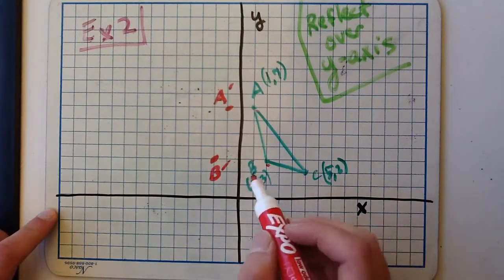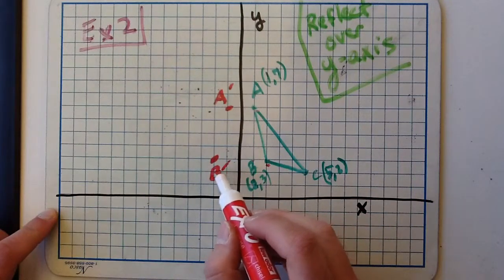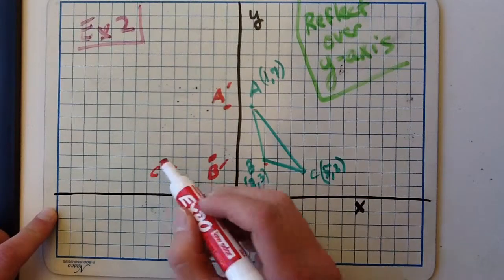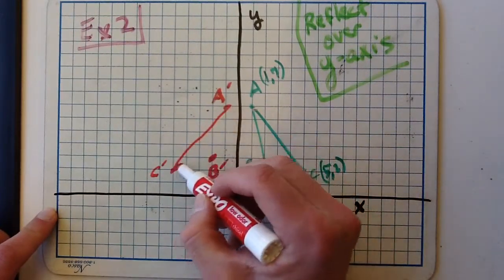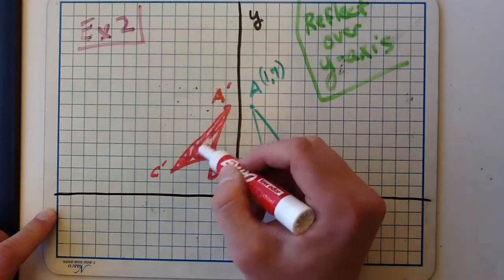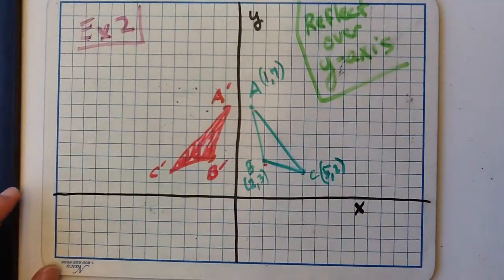And so if you flip it over, it's also 1, 2, 3, 4, 5 away. This would be C prime. And so this is the triangle. I'll show that it's the image by shading it in. That's the image reflected over the y-axis.